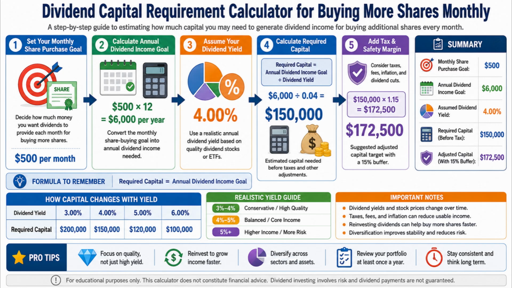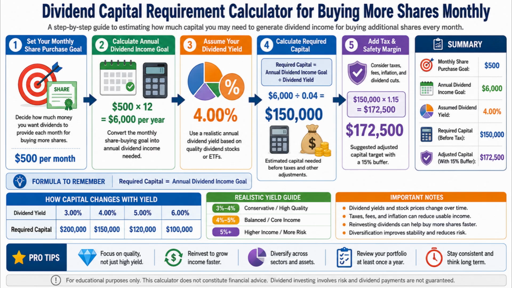In this example, the assumed annual dividend yield is 4%. This may represent a balanced estimate for a diversified portfolio of quality dividend stocks or dividend-focused exchange-traded funds. However, actual yields may change because of stock price movements, company earnings, and changes in dividend policies.